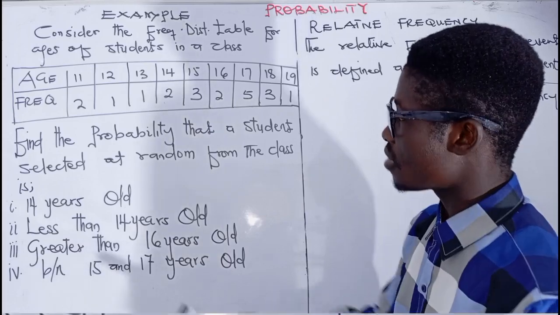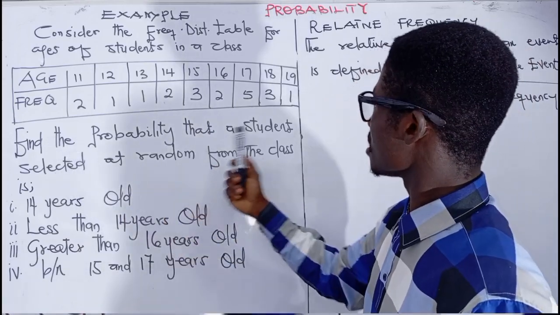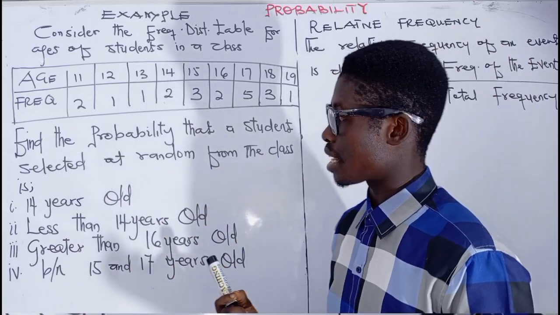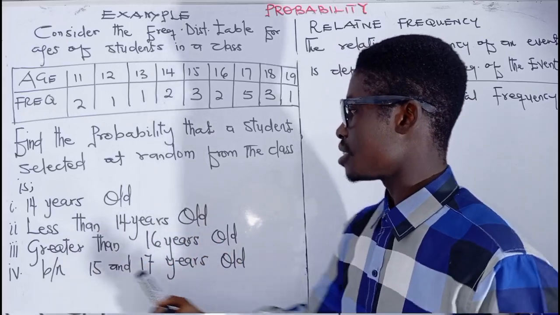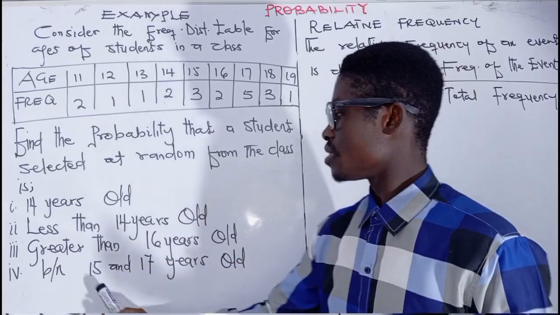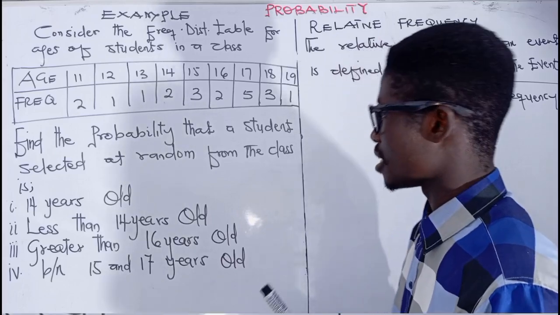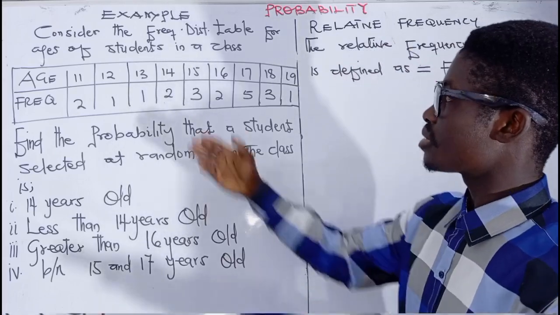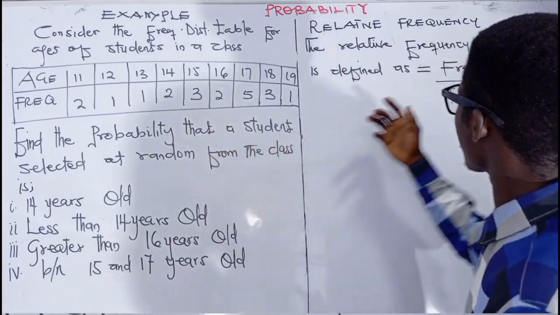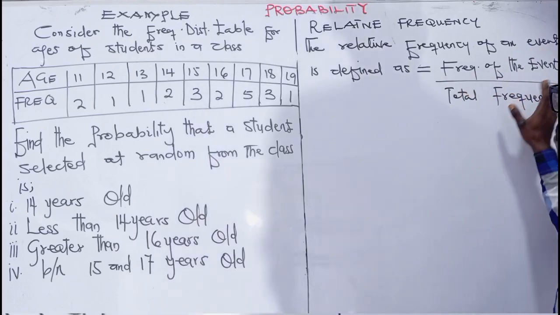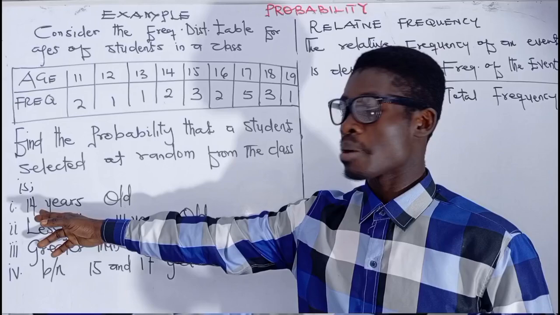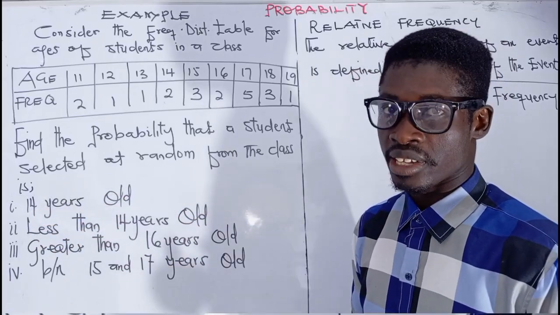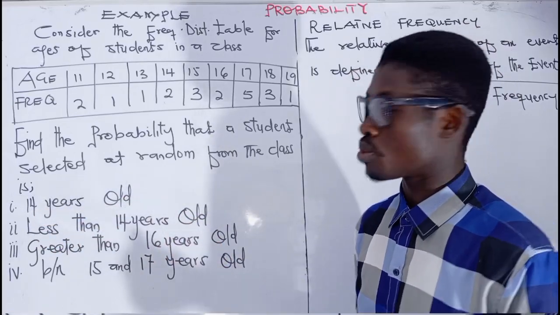Our task is to find the probability that a student selected at random from the class is 14 years old, less than 14 years old, greater than 16 years old, between 15 and 17 years old. So with this, we are just going to apply the frequency of the event all over the total frequency to help us find the probabilities of these events. So let's start with the first one.